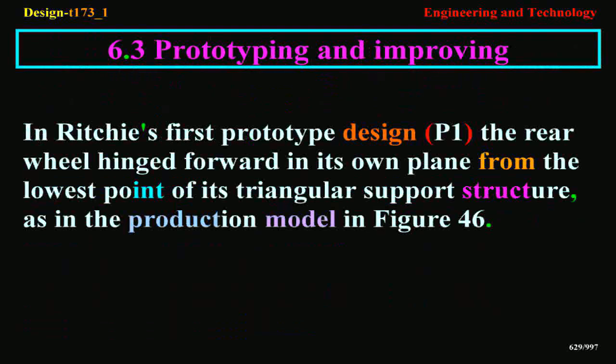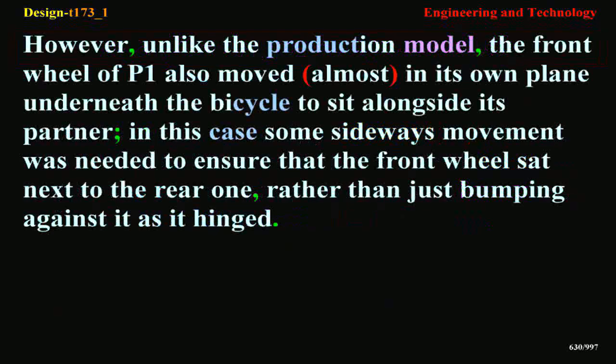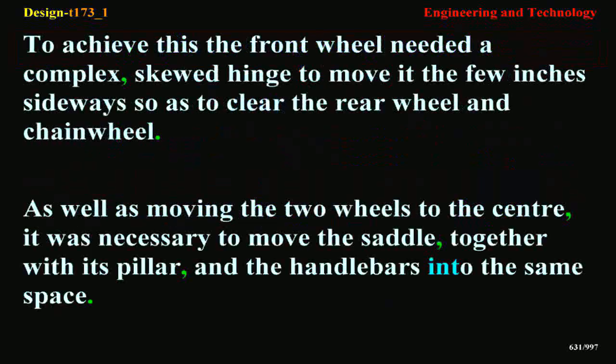6.3 Prototyping and improving. In Ritchie's first prototype design, P1, the rear wheel hinged forward in its own plane from the lowest point of its triangular support structure, as in the production model in Figure 46. However, unlike the production model, the front wheel of P1 also moved almost in its own plane underneath the bicycle to sit alongside its partner. In this case, some sideways movement was needed to ensure that the front wheel sat next to the rear one, rather than just bumping against it as it hinged. To achieve this, the front wheel needed a complex, skewed hinge to move it a few inches sideways so as to clear the rear wheel and chain wheel, as well as moving the two wheels to the center.